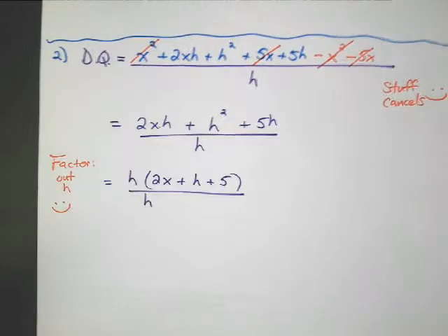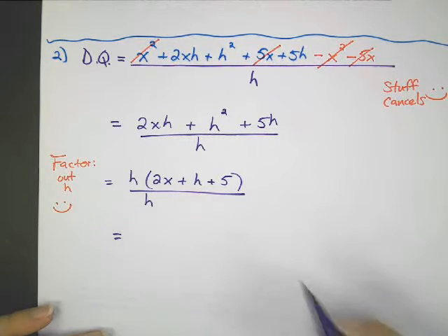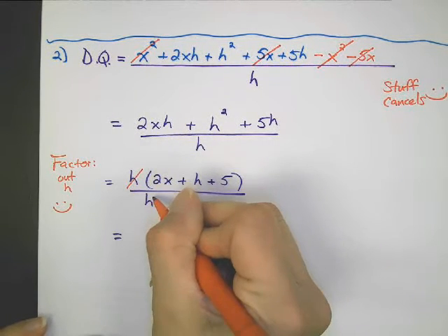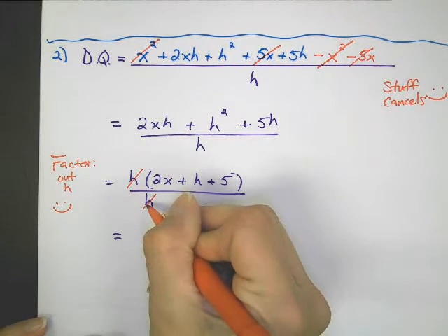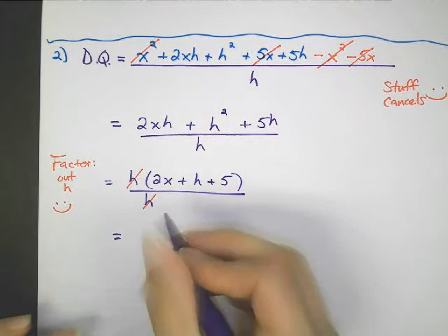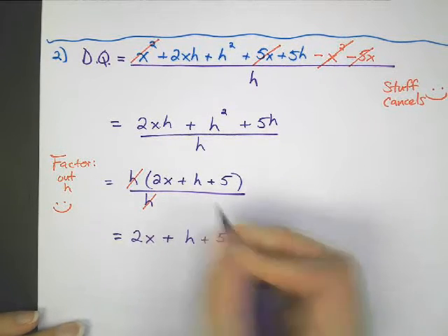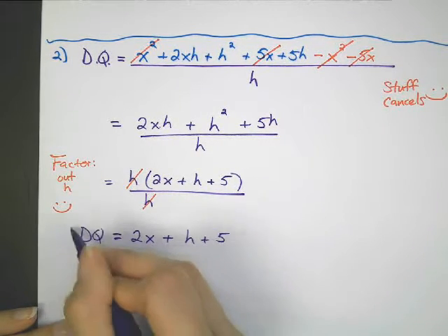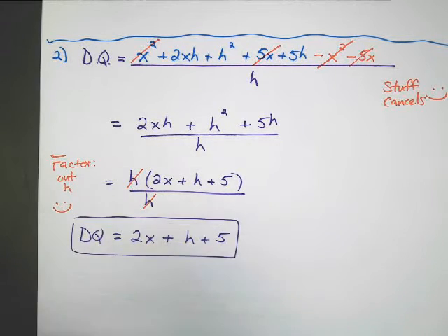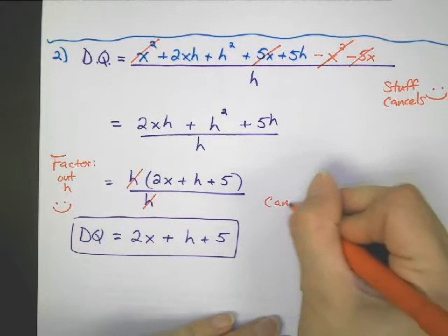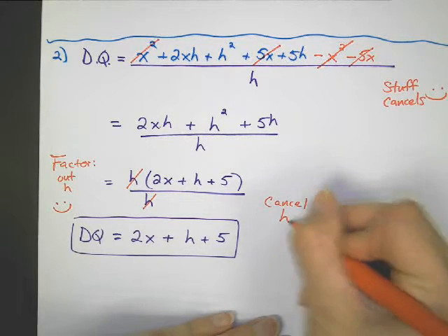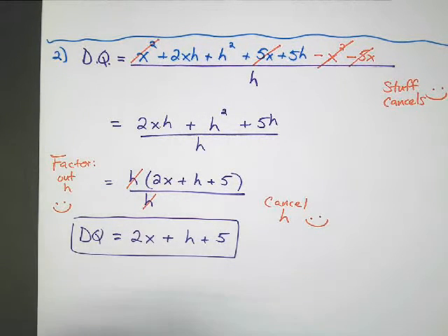Getting really close to the answer now. Once again, if you're doing this right, there will always be an h to cancel with an h. h divided by h is 1. And we get 2x plus h plus 5. I am going to make sure that I label this the difference quotient. So at the very end, cancel h. That's always going to happen if you're doing it right.